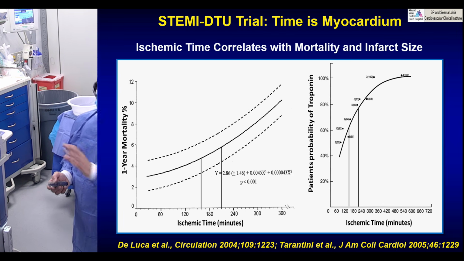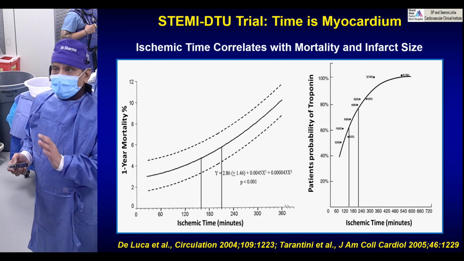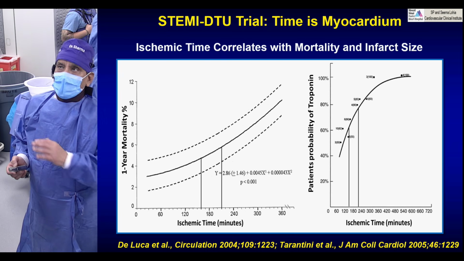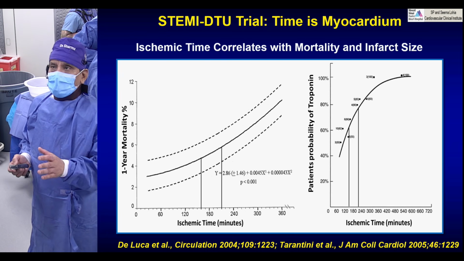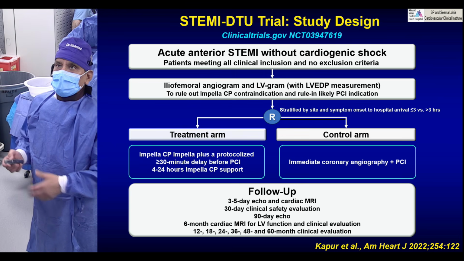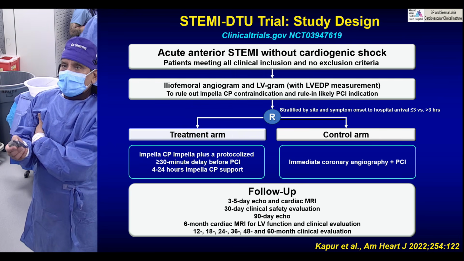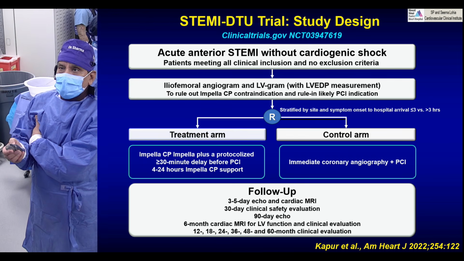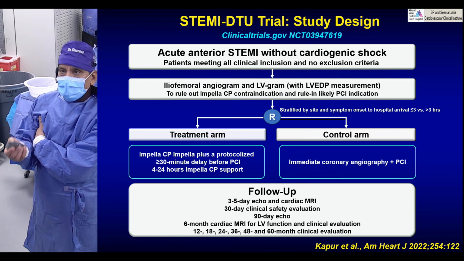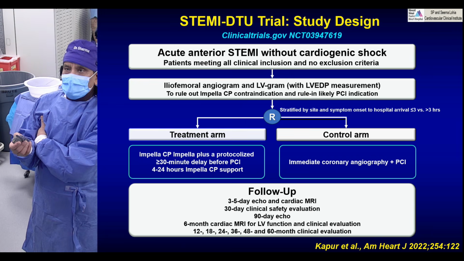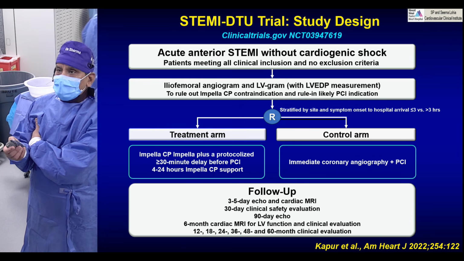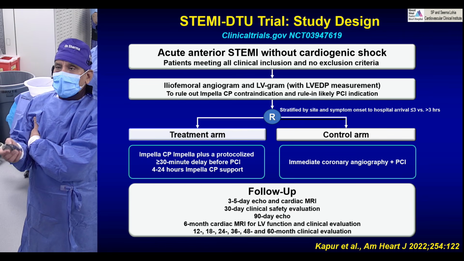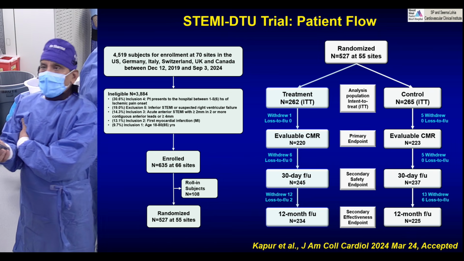They did a pilot study which showed no difference, and I'm really surprised that when the DTU pilot was presented, there was no difference in their 50 patient trial, but they still went ahead and did this major trial of STEMI DTU, treatment versus control. What they did in the treatment group is put in an Impella, leave it for 30 minutes before PCI, then do PCI and leave the Impella 4 to 24 hours after PCI, with follow-up at 90 days, 6 months, and 1 year. More importantly, a 6-month cardiac MRI for LV function and the clinical evaluation.